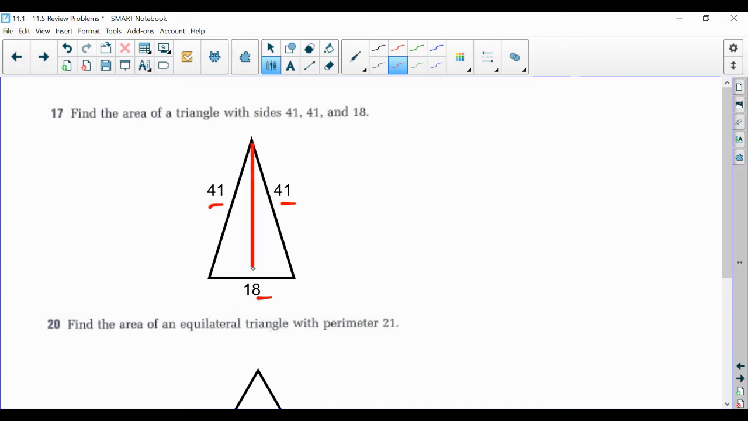Well, we drop in the height to a base of 18. You notice that, yes, it's an altitude, but since the triangle is isosceles, it's also a median. It's a perpendicular bisector. So that means that this base gets cut in half, and each of those sides is 9. And I've created a right triangle. And in fact, it's a Pythagorean triple. It's a 9, 40, 41 right triangle.